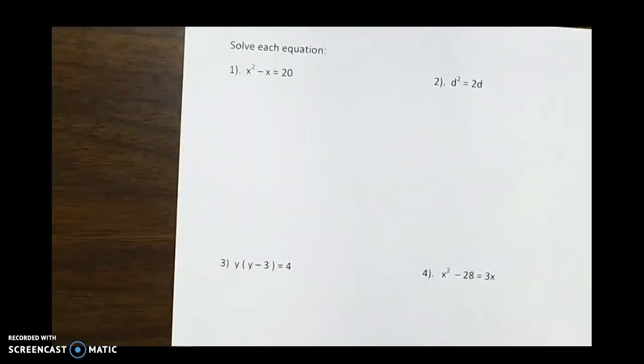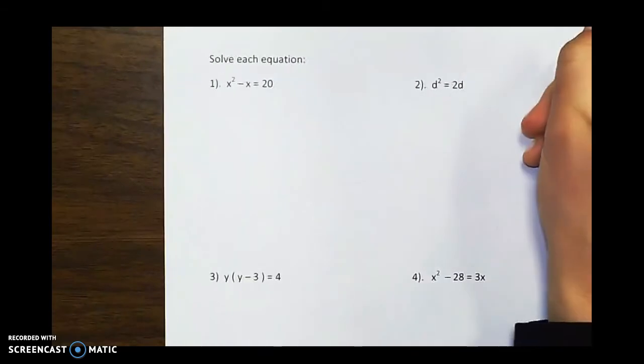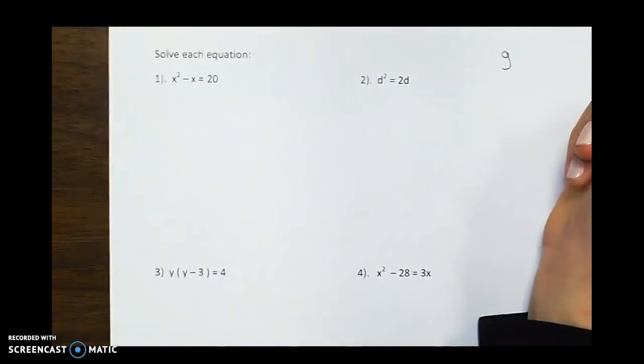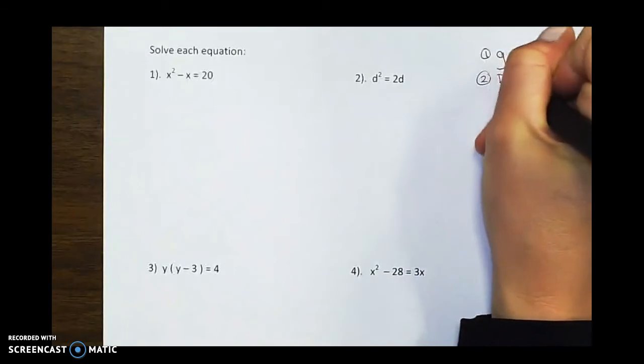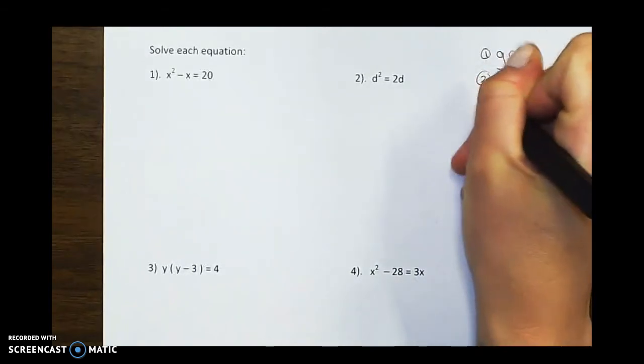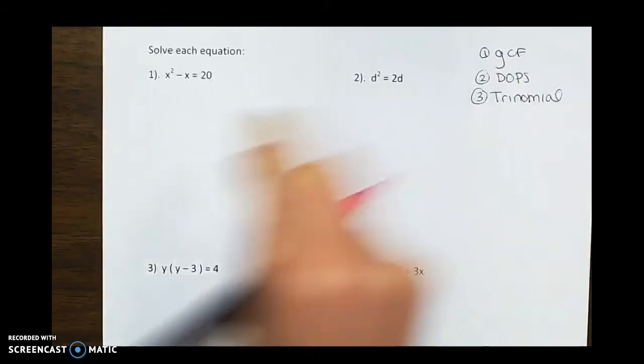All right, so let's go ahead, let's practice this. So our first example, solve each equation. Remember, you always want to try GCF first. Then you're going to try the dots method. And if that doesn't work, then you're going to try the trinomial method. So let's take a look here.